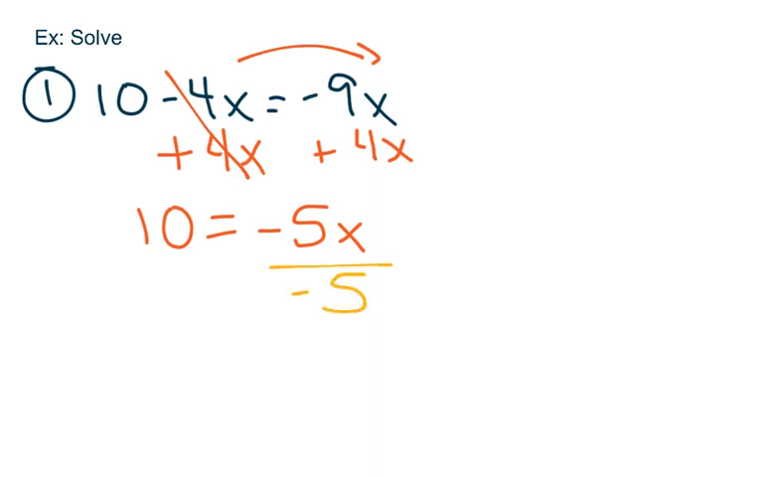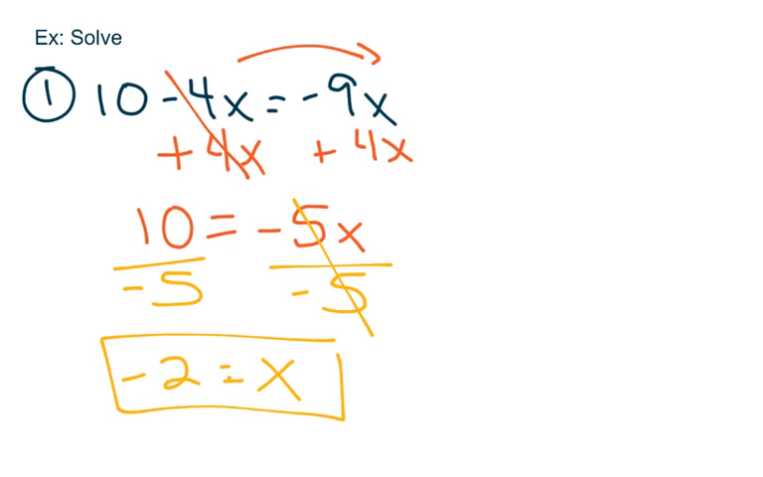Okay, so we divide both sides by negative 5. 10 divided by negative 5 is negative 2. The negative 5's cancel, and we're left with x. So x equals negative 2. Not horrible, not terribly different than what we've been doing, just maybe one extra step.